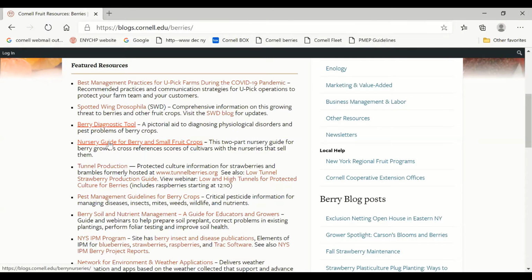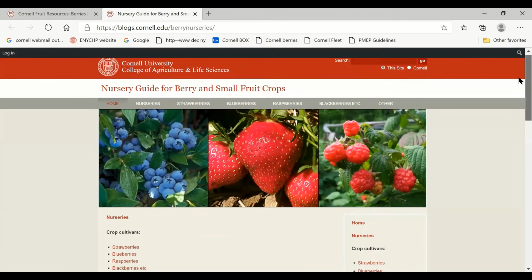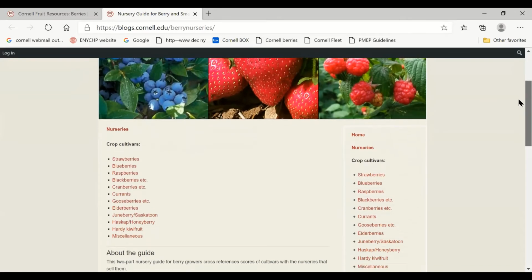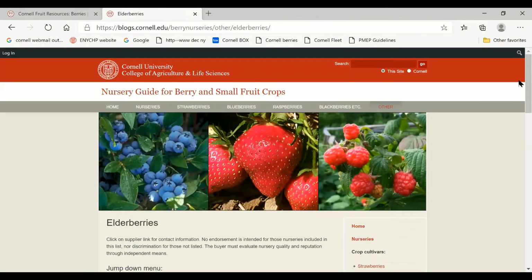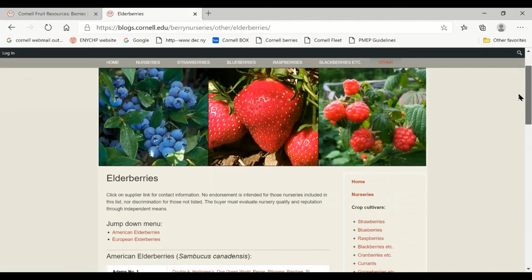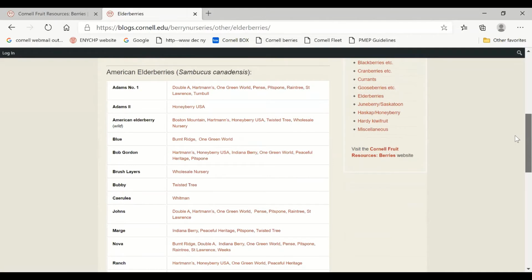So the other really great tool that I want to show you is this nursery guide for berry and small fruits. And so this, I think, is absolutely the best. All these crop cultivars, strawberries, blueberries, raspberries, cranberries, gooseberries, haskaps, hardy kiwi, et cetera, are all listed here. And the rest of them are out here. So we're going to go to elderberries over here, just for kicks and giggles. We're going to look at, let's start with American elderberries. That's what's number 1 here.